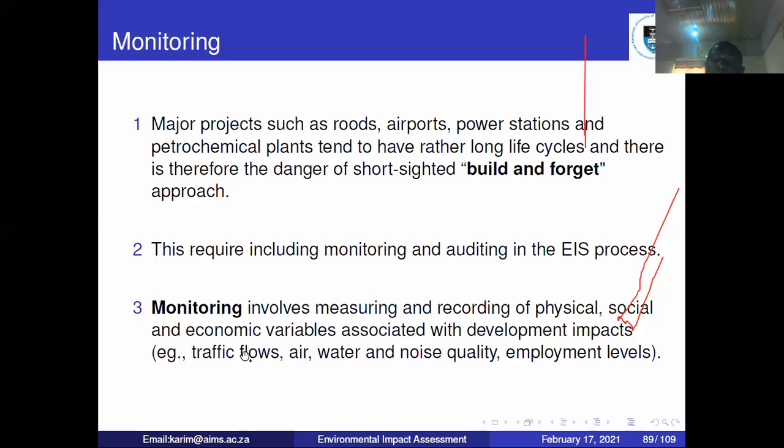Now, how is that going to be affected? The air quality, the water quality, the noise level, how is that going to affect the employment level? So you monitor to see how this is changing the lives of the people, changing the environmental situation or the atmosphere, and how is that affecting the economic situation? How is it affecting the social life of the people? You have to monitor to identify all this.